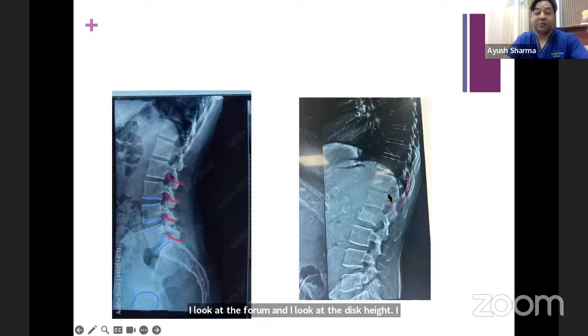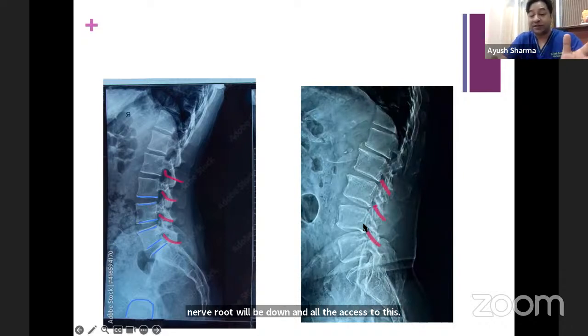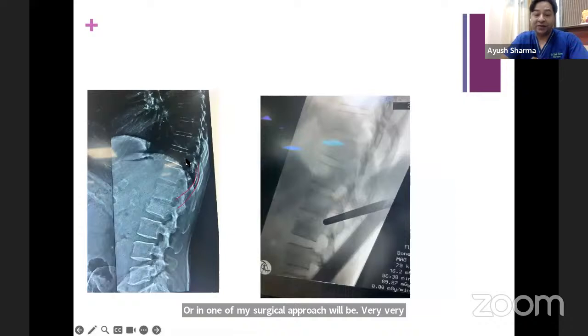All these things help me plan my cases, because if the patient has a degenerated spine, the nerve root will be down, and access in one of my surgical approaches will be very, very compromised. While here, it is much easier to do the job. Again, if you see this rib coming into the picture, and if I have to do a transfemoral approach to this level, I need to negate that rib head. So this is very unique information which comes just from looking at a simple X-ray.